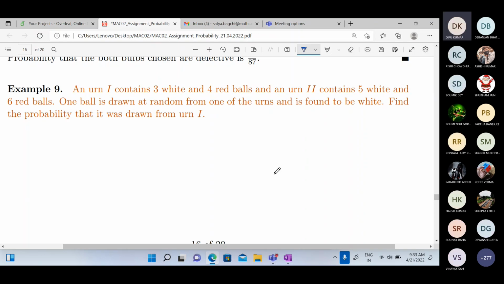Sir, 3 by 7 upon 3 by 7 plus 5 by 11. 0.485. What is the answer? Sir, 3 by 7 upon 3... 0.485. 0.48. 33 by 68, sir.